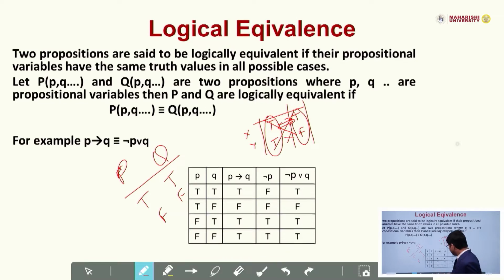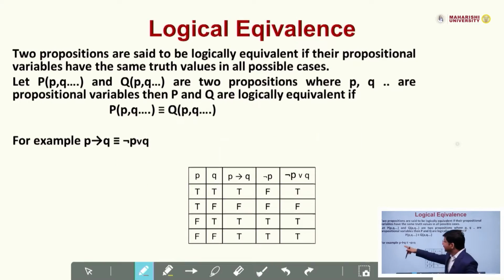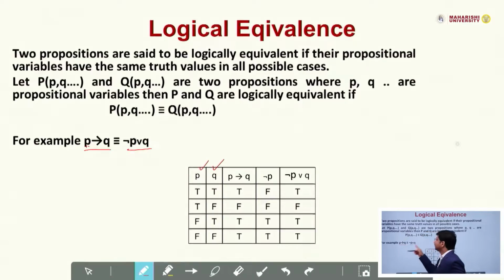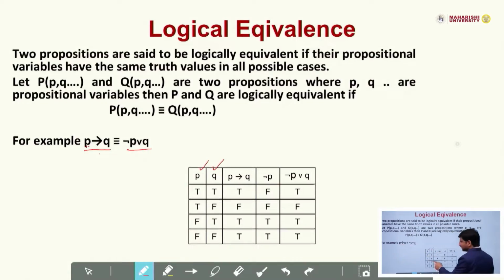Now, for example, we can say that P implies Q and negation of P or Q are logically equivalent. We can prove it with the help of a truth table. Now, we have P and Q and we have two compound propositions: P implies Q and negation of P or Q. So first of all, we have to prepare the P implies Q column for this truth table, as we already discussed.